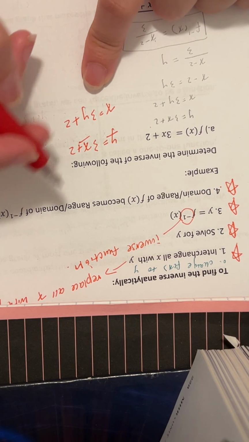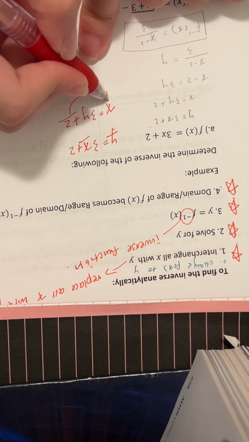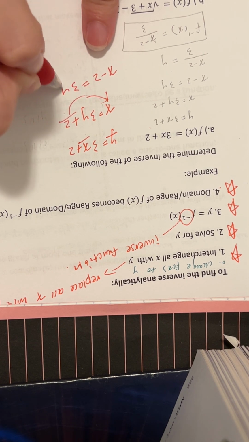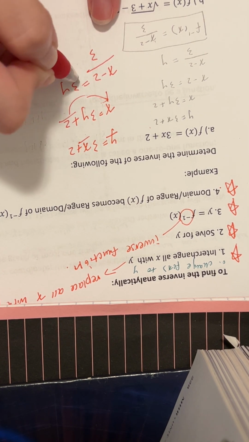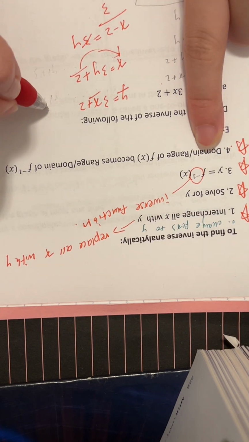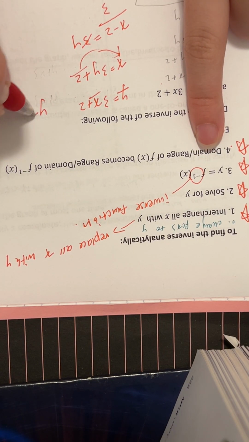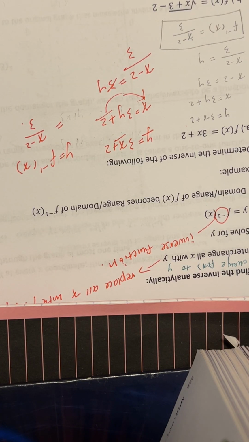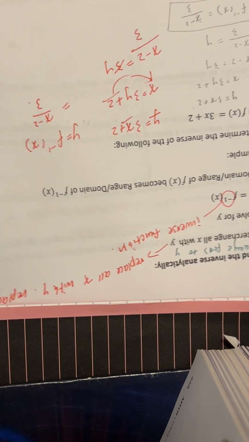Solve for y. Move plus 2 to this side. X minus 2 equals 3y. And then everything divided by 3 equals y. And then you write it as y equals f negative 1 of x, which is x minus 2 over 3. Easy, straightforward, really simple.